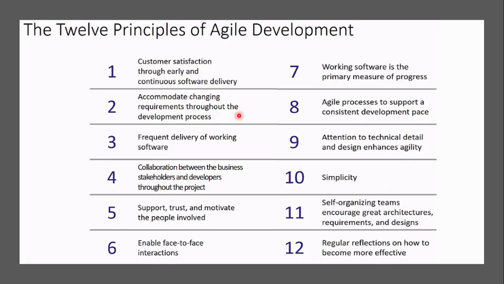Accommodate changing requirements throughout the development process, without shutting down the process after finalizing the scope and then going to change management control. Try to accommodate the changing requirements in the development process as much as possible, and frequently deliver working software to the customer, at least every 2 weeks after the iterative cycle. Collaboration between business stakeholders and development throughout the project.